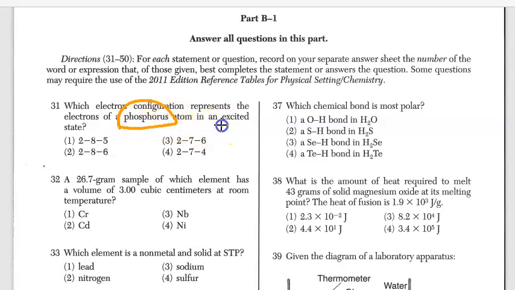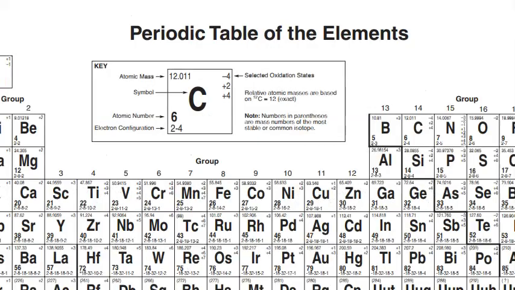Now, you're dealing with the excited state, so you're dealing with a promotion of electron from a lower energy level to a higher. What you want to do is go to the reference tables, go to the periodic table, find phosphorus, and you'll see the electron configuration in the ground state, and then you can compare. So let's do that. All right, so phosphorus, we have it right here. We have 2-8-5. That's phosphorus with the electrons in the ground state.